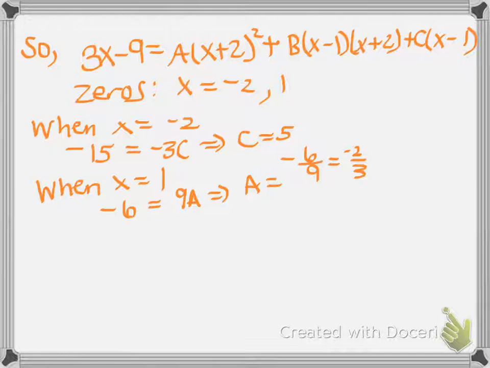Okay, so we cleared our fractions, and our zeros now are -2 and 1, right? And so when x is equal to -2, and of course check my algebra, make sure I didn't mess up, but when x is equal to -2, we have c is equal to 5, and then a is equal to -2/3. But what's the problem? We still need to know what b is, right? So we only have 2 zeros.